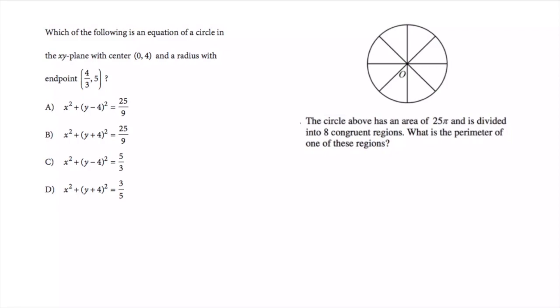So the first portion of this question. With a center of 0, 4, I know that I have x squared. I have to flip the sign, so I have y minus 4 squared, then it equals radius squared. So immediately, because I have to flip this, it becomes minus 4, so I can eliminate B and D. But now let's find what the radius is.